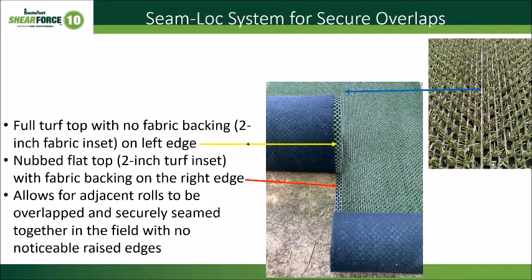So when you're rolling two adjacent rolls together, you just roll a full turf edge over the flat edge, so you end up with a fairly flat seam. And then you anchor along that seam to secure it. The picture to the right with the blue arrow is a seam between two rolls, and it's really hard to see with this new seam lock system.